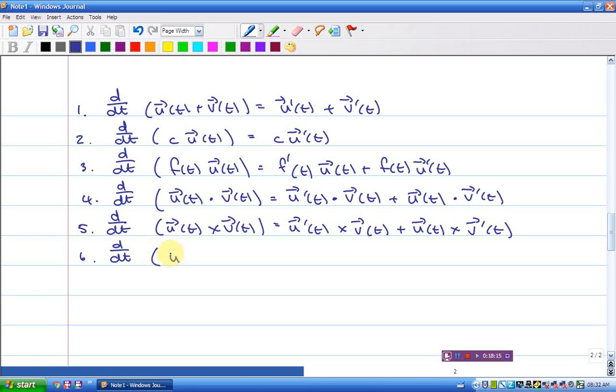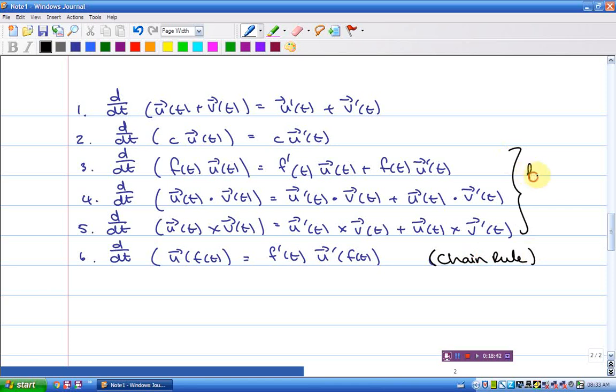Okay, and then this over here, that's a composite function. It's u of f of t. That, of course, means chain rule. And chain rule also still applies, where you differentiate your outside function and then you multiply by the derivative of the inside function. So this is chain rule, and all 3 of these are product rule.